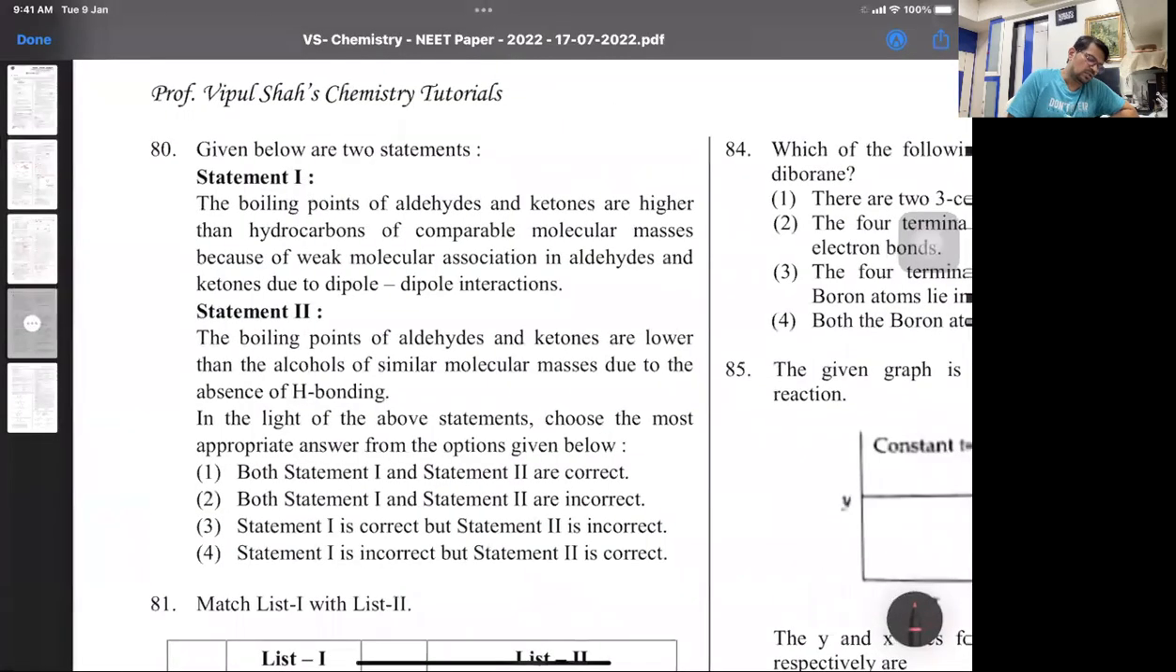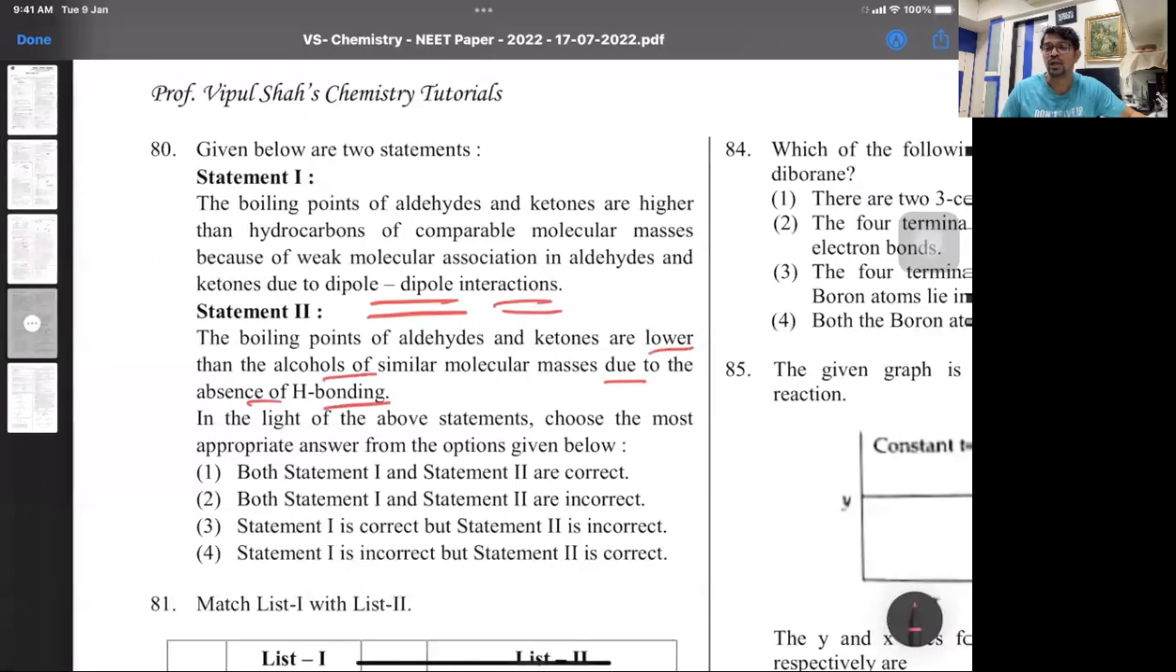80th, it says the boiling point of aldehydes and ketones is greater than the hydrocarbons of comparable mass due to dipole-dipole interaction. That's correct. Aldehydes and ketones don't show hydrogen bonding, but they have dipole-dipole interactions among themselves. And the boiling point of aldehydes and ketones is lower than that of alcohols of similar mass due to absence of H bonding. Correct. Alcohols have higher boiling point.